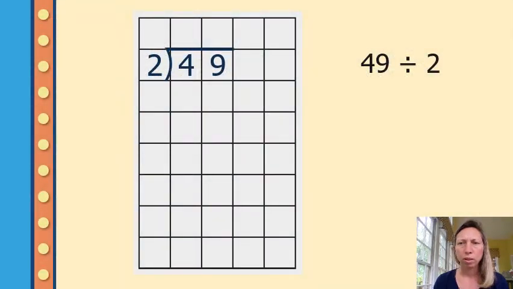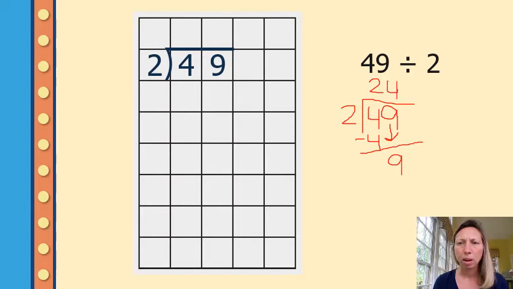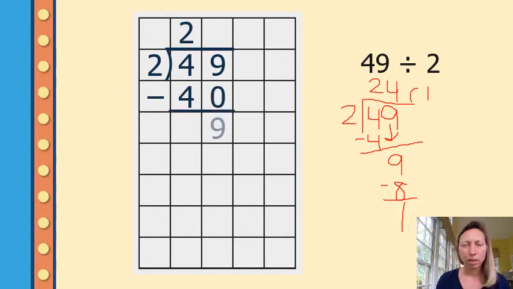All right, so let's do that one again. 49 and 2. 4 divided by 2 is 2. 2 times 2 is 4. Subtracting, I get 0, so I can bring down my 9. Now I have 9 divided by 2. I know I can get really close to 9 by doing 2 times 4 is 8. Subtracting, I get 1. So that's remainder of 1. So you can see the steps as they go through it.